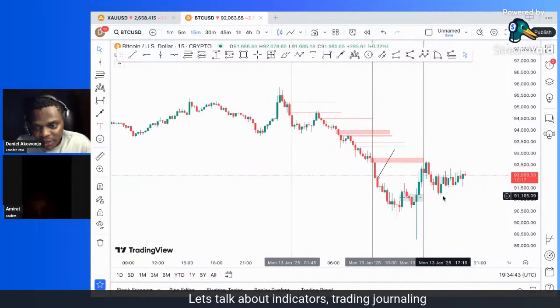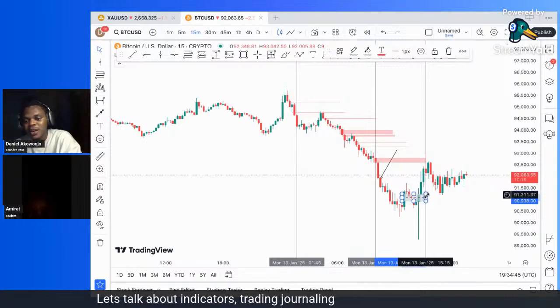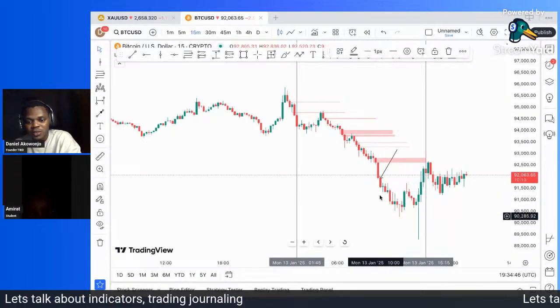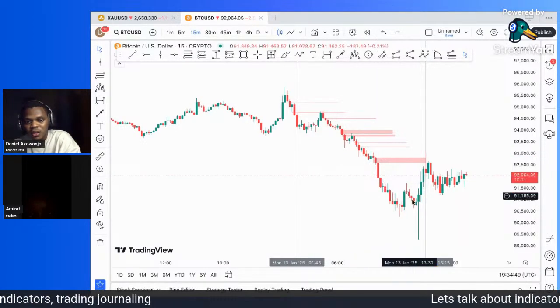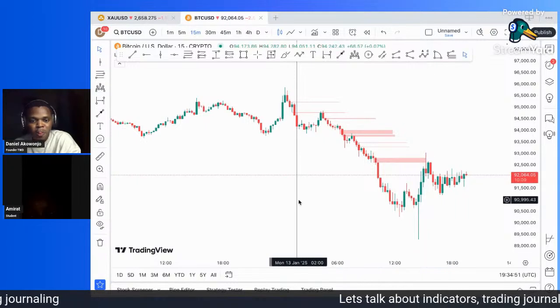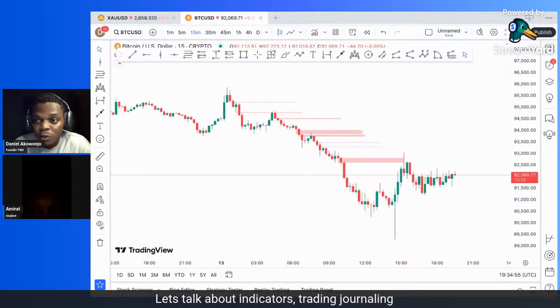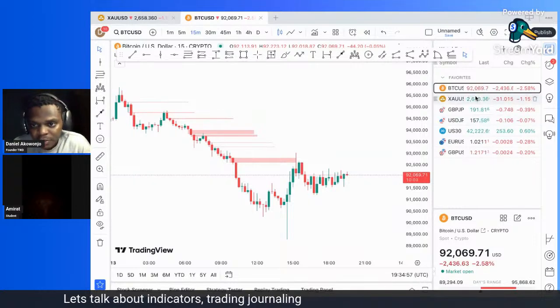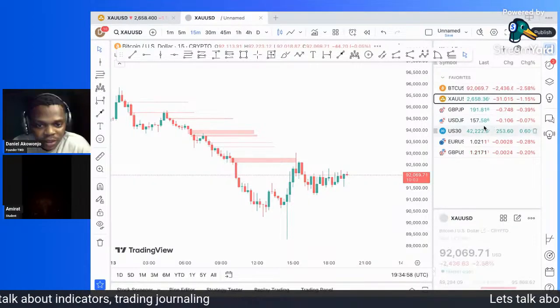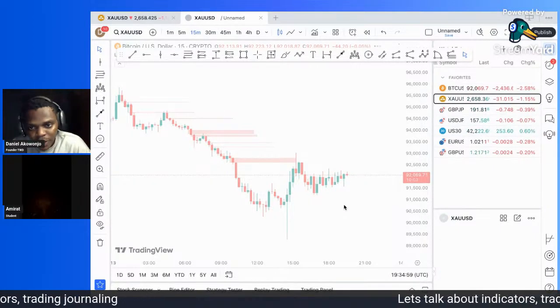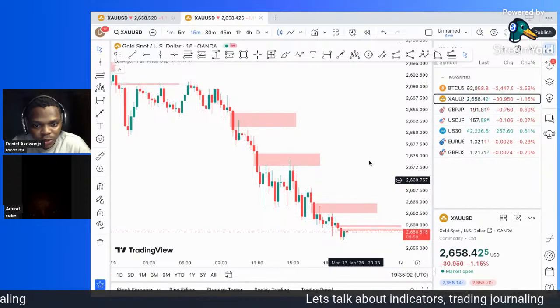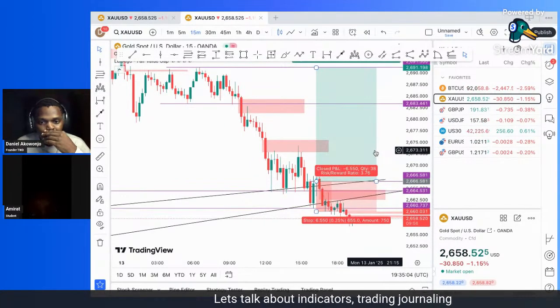Now I'm not seeing any green. There's no green forming right now, no significant green forming. So let's take out some other pairs. It works on every pair. It works on gold, works on BTC, works on every pair. It's an indicator that you can use anytime, any day, and so on and so forth.